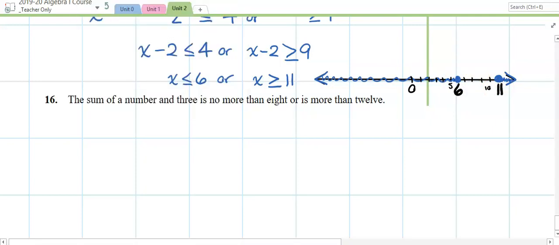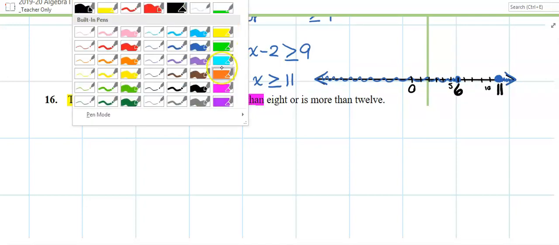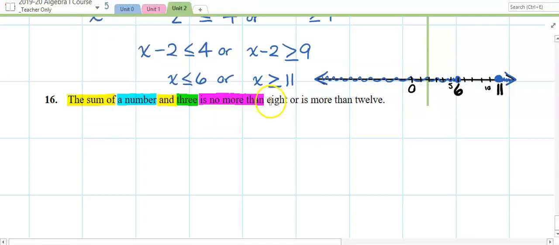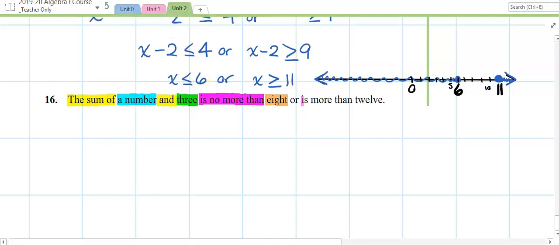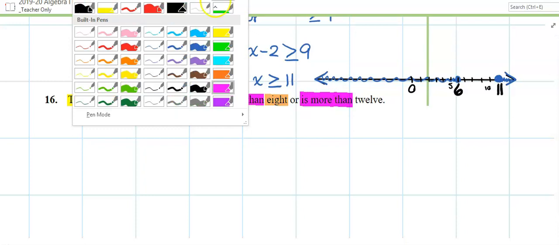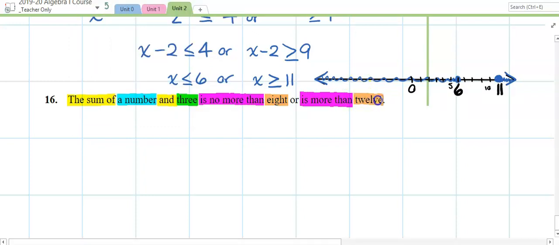Our last problem, the sum of a number and 3 is no more than 8 or is more than 12.